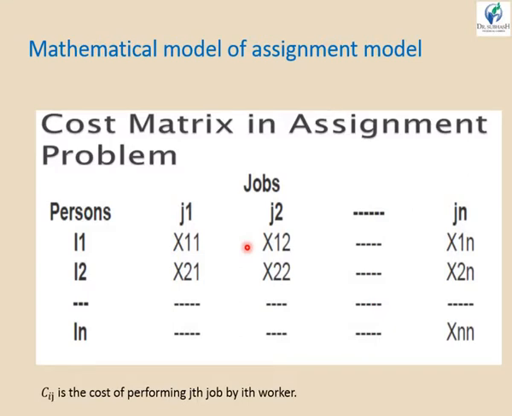One-on-one basis means, suppose there are 5 jobs and there are 5 persons, then each person will be assigned only one particular job. So that is called one-on-one basis. Cij is the cost of performing this jth job by the ith worker. This is a general term we are using. We are showing the general form here. Moving to the next slide.